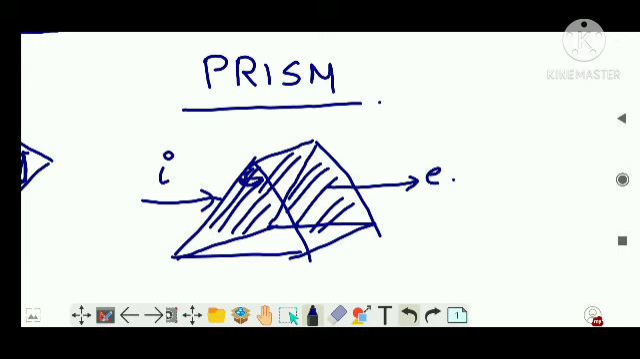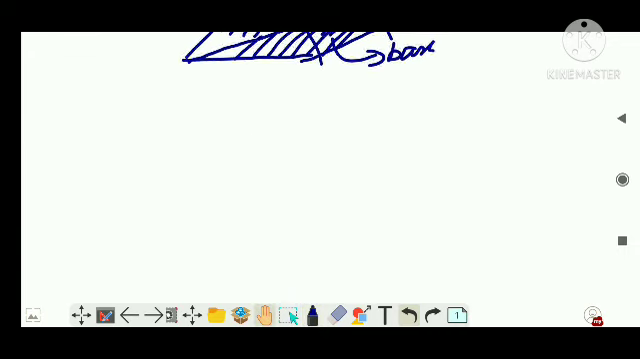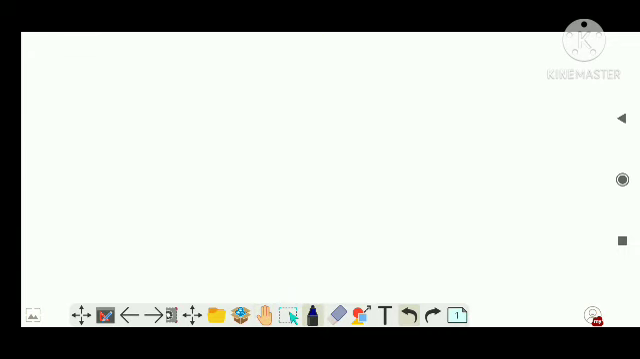The angle between these two refracting surfaces is known as the angle of prism, or A, right? Clear? And this is the base, the below portion. These are the common terms you have to know. In our physics section we will just draw a triangle in place of the prism, not the entire prism, because it's time consuming, guys.